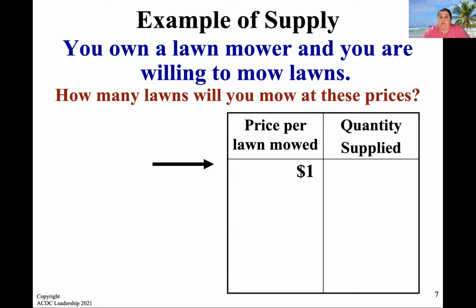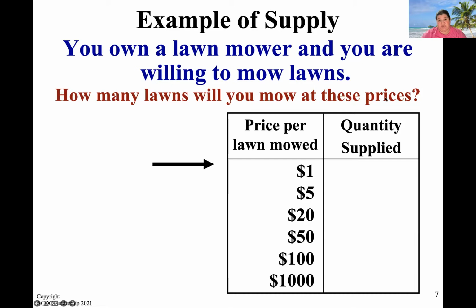Now we're talking about supplying a product. In this case, let's say you own a hypothetical lawn maintenance company. If the price for mowing the grass was $1, how many quantities do you think people would be willing to supply? If it was $5, how many quantities do you think people would be willing to supply? $20, $50, $100, $1,000.